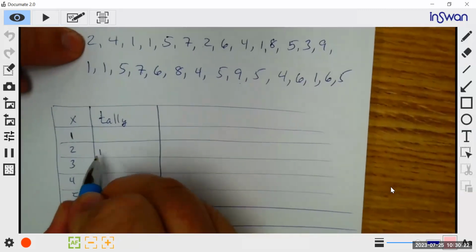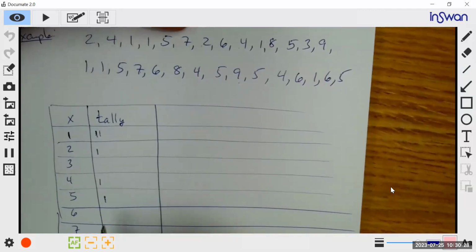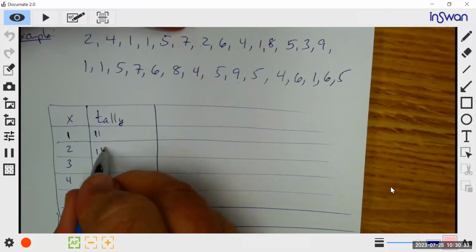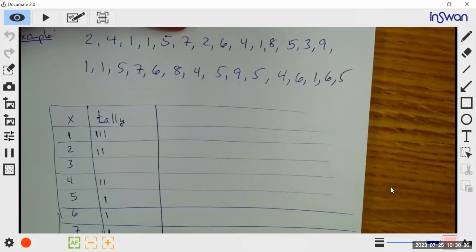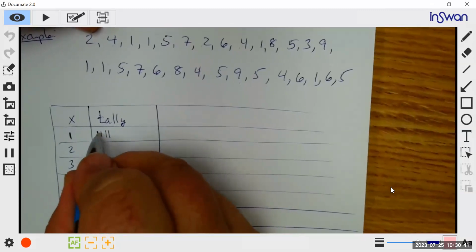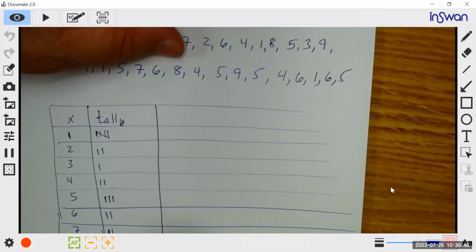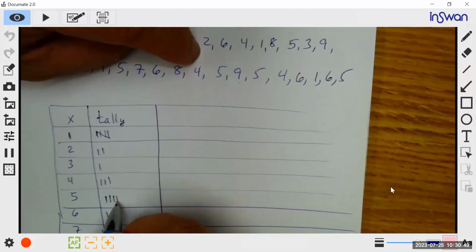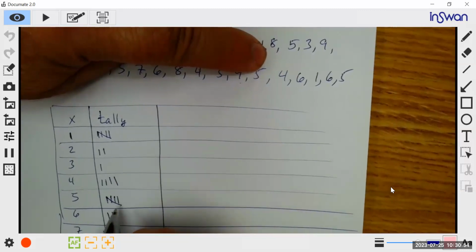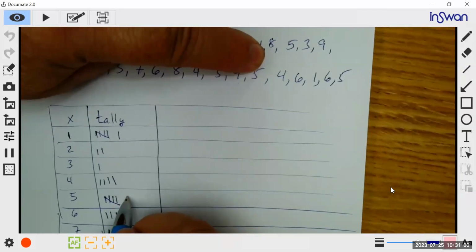We have a 2. We have a 4. We have 2 1s, a 5, 7 2 6 4 1 8 5 3 9 1 1 5 7 6 8 4 5 9 5 4 6 1 6 5.